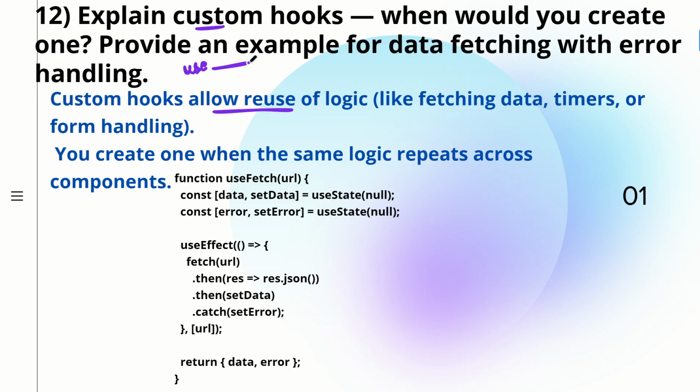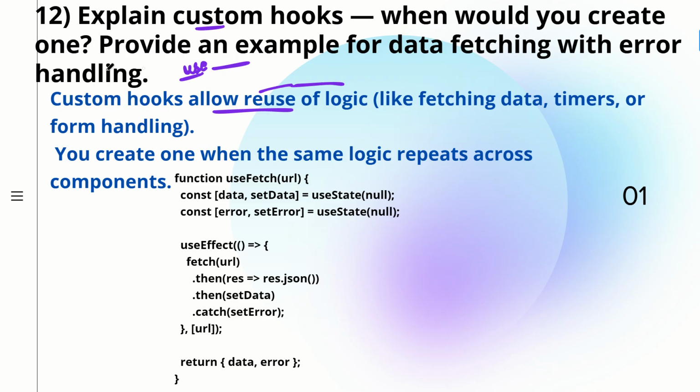Normal hooks in React, if you observe, are useState, useEffect, useRef. All of the hooks make use of the keyword use. So for a custom hook also, we have to make use of the use keyword and then whatever name you want to give. They allow us to reuse logic, and examples are fetching data, timer, or form handling. And you can create one when the same logic repeats across components. You write it in one place, and you can use the same logic at multiple places.